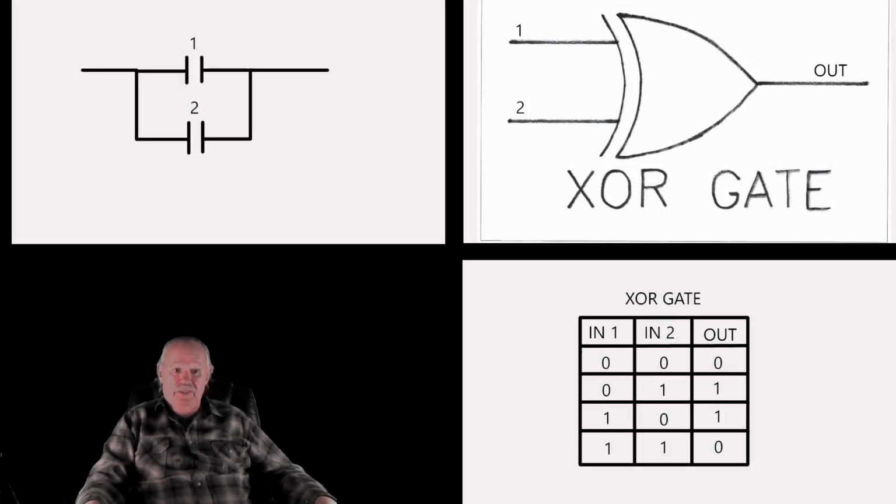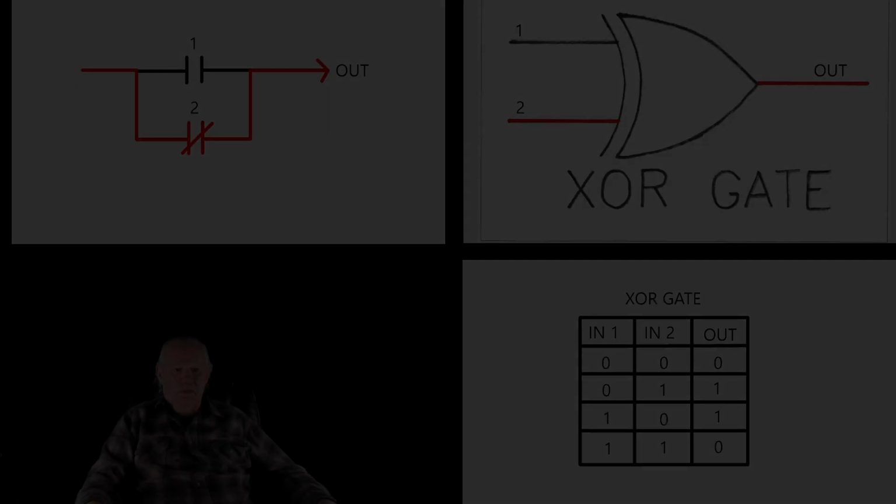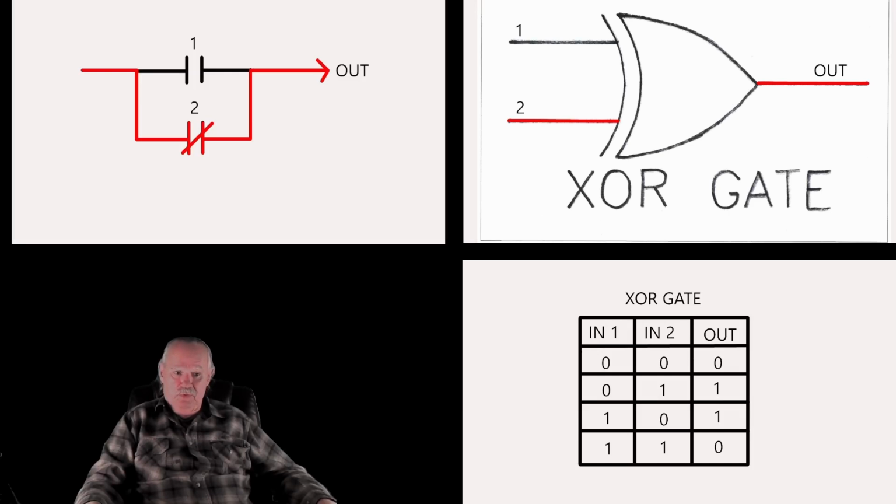The top line says that input 1 is low, input 2 is low, and we have no output, so the output is also low. Line 2 of the truth table says that input 1 is low, input 2 is high, and we do have an output. Line 3 says that input 1 is high, input 2 is low, and the output is high. Line 4 says that input 1 is high, input 2 is high, but output is low, which is different from an OR gate because this is exclusively one or the other, but not both.